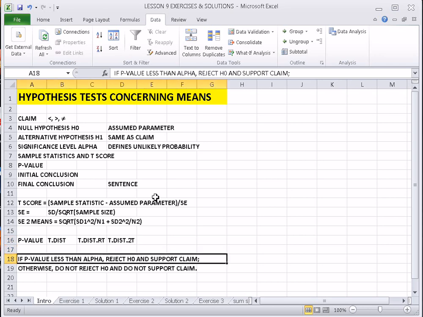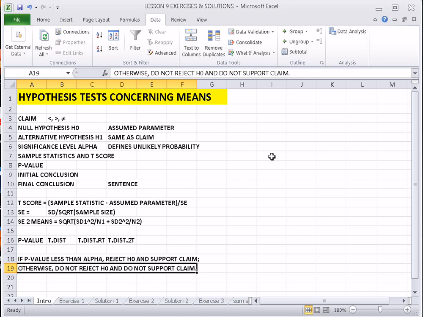And to remind you about the rejection rule, if your p-value is less than alpha, you will reject the null hypothesis and support the claim. So remember that the smaller the p-value, the more strongly the claim is supported. Claims are only supported with small p-values. Otherwise, you do not reject your null hypothesis, and therefore you do not support your claim.